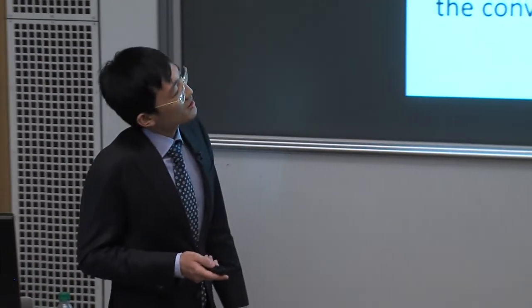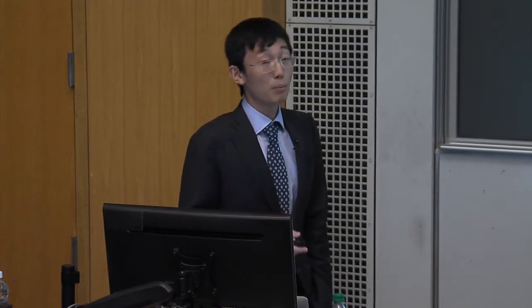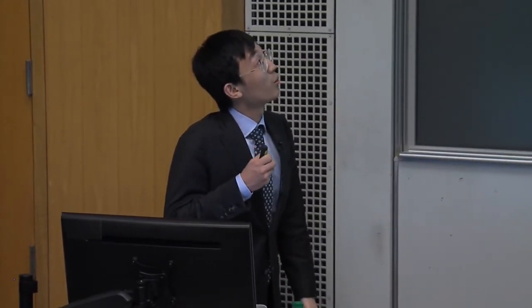So this brings us to the next question. What if the true system is not strongly stable? What if the true system is here, which is not in the strongly stable set? Can we still do something for it? And this is when the power of over-parameterization comes into play. Our idea is that we are going to over-parameterize our training system with higher dimensional hidden states. Our original dimension is d, and when we train it, we use dimension d prime, which is larger than d. This means that we are going to introduce redundancies in the parameterization.